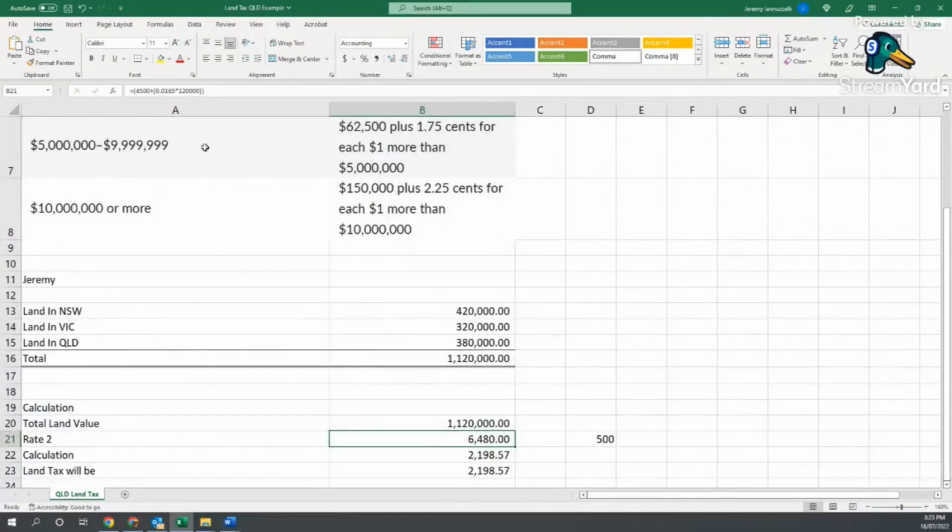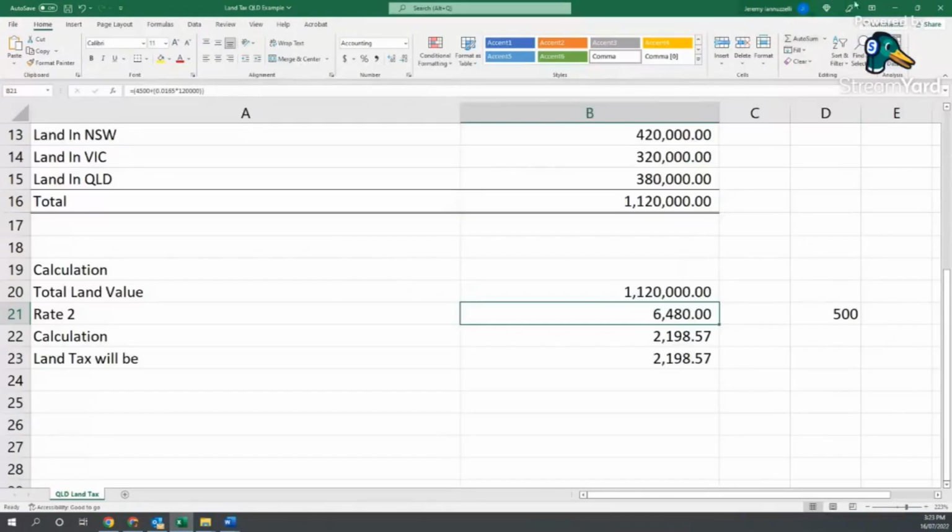So in my calculation here, which you might not be able to see, I'll just see if I can bring that up a little bit further. There we go. So if we can put our eyes up here, we've got our $4,500 premium we need to pay. Then we've got our 1.65 cents for every dollar over $1 million. It's 1.65 cents for the $120,000. So under the new land tax scheme, the land tax applicable is $6,480.